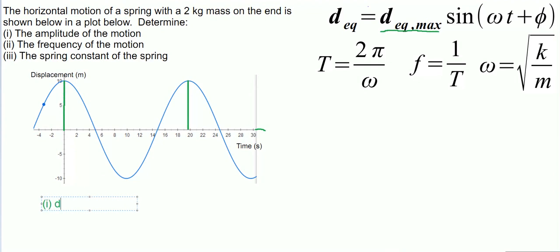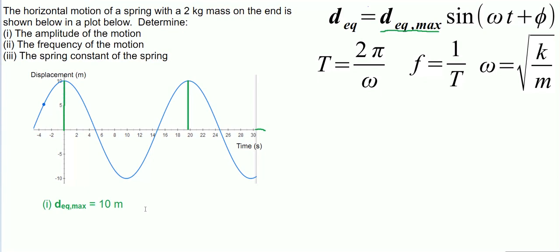Your displacement from equilibrium at the maximum position is simply 10 meters. It's literally just how far you are. And it is a maximum, so it's going to be positive. For the first part, that's literally all you need to do. Shouldn't be amazingly difficult.